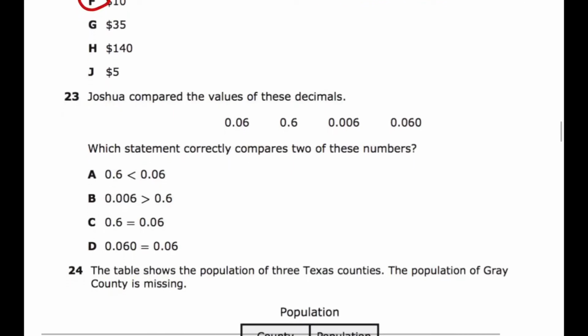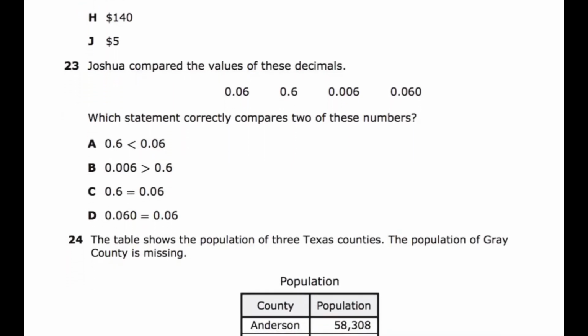Question number 23, Joshua compared the values of each of these decimals. Which statement correctly compares two of these numbers? I'm going to go ahead and make them the same place value. Now, you could do this on notebook paper. If I were to stack those, picking a line to be my decimal, I'm going to fill in a 0 here. So here I have 60 cents is less than 6 cents. Well, I know that's not true. 60 cents is far bigger than 6 cents.